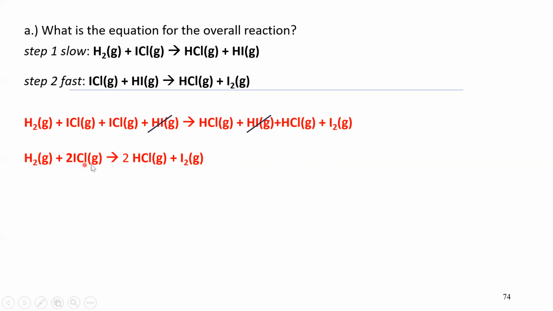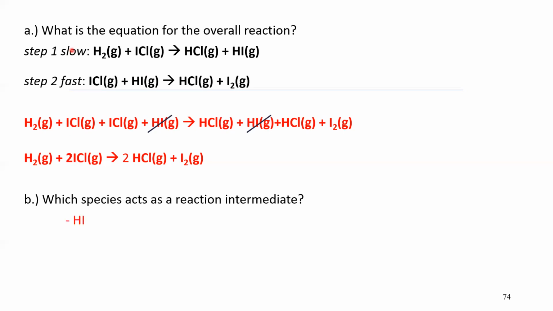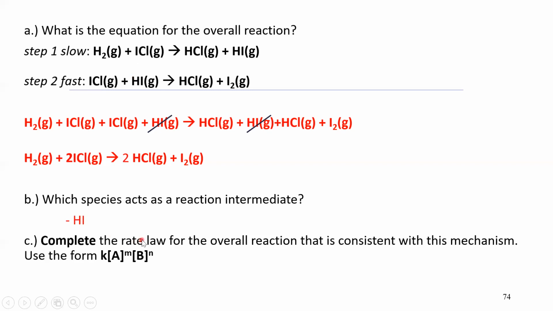But because this reaction takes place in a series of steps, we can't say that it's a termolecular reaction. We're not just going to use this stoichiometry here, this molecularity, to determine what the rate law is going to be. We're going to look at the slow step. What's the intermediate? Well, the intermediate is what's produced in one step and consumed in the other step. That's HI. And then to figure out the rate law, we're going to look at the molecularity of the rate determining step. It just comes from the stoichiometry right here.